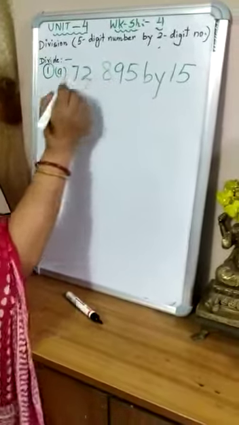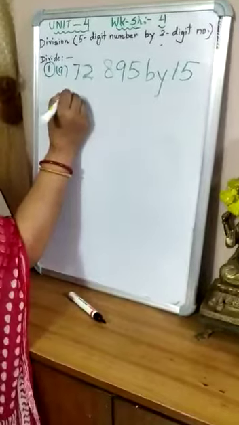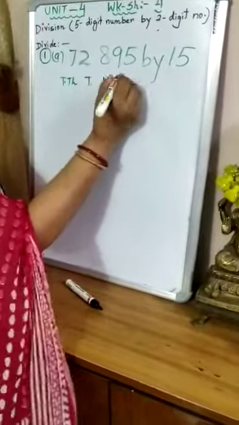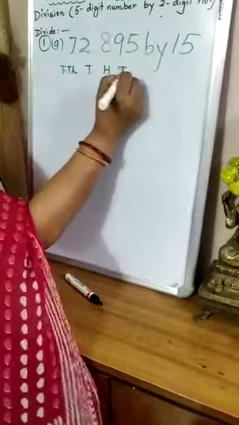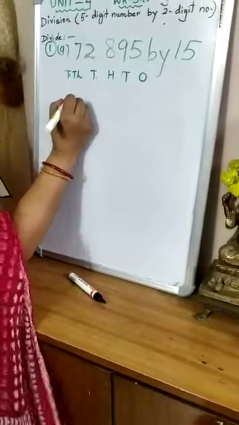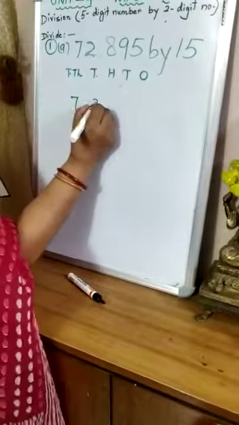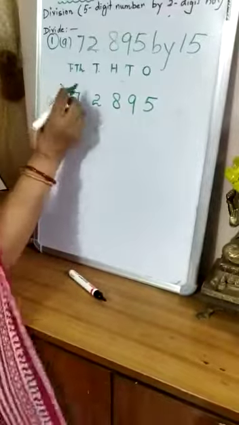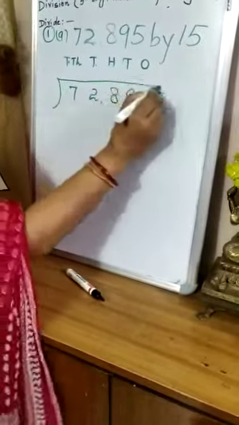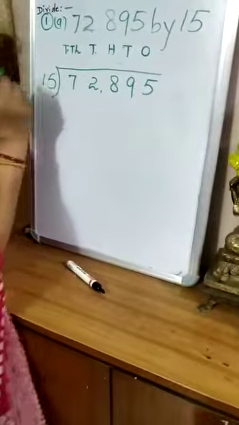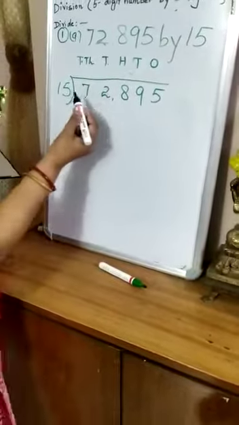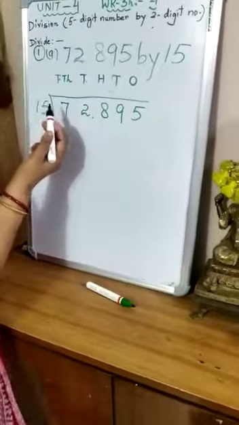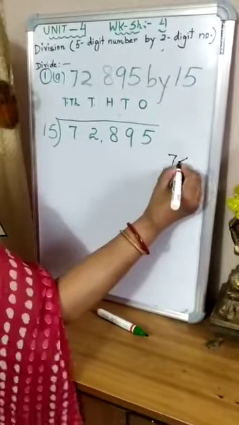So I will arrange this dividend in a place value chart. I will start from ten thousands, then thousands, then hundreds, then tens, then ones. Now I will write this dividend in the place value chart: 70,000, 2,000, 800, 90 and 5. Now this 72,895 will be divided by what? 15. Correct? Now we start from the extreme left side, the greatest place value number, that is 7. What is the value of 7? 70,000. Here 7, children, is less than 15.